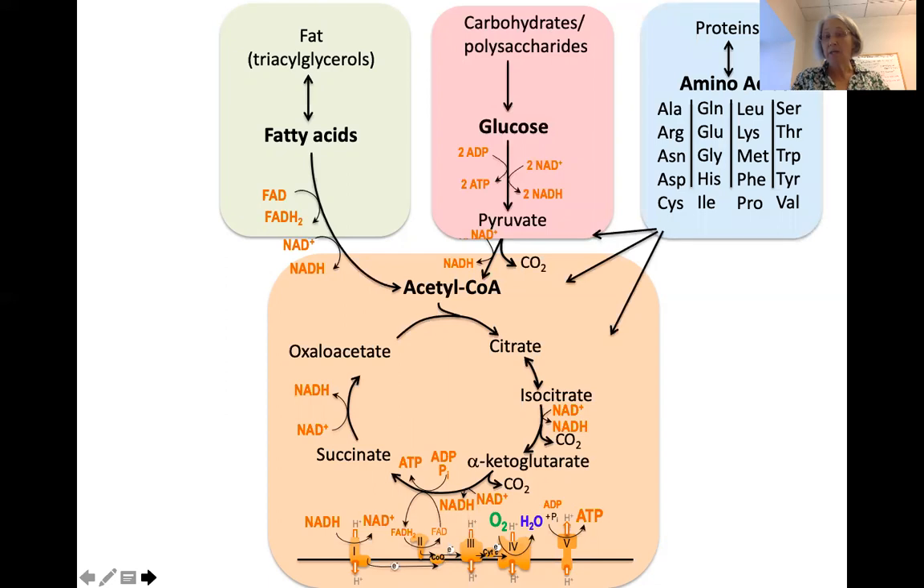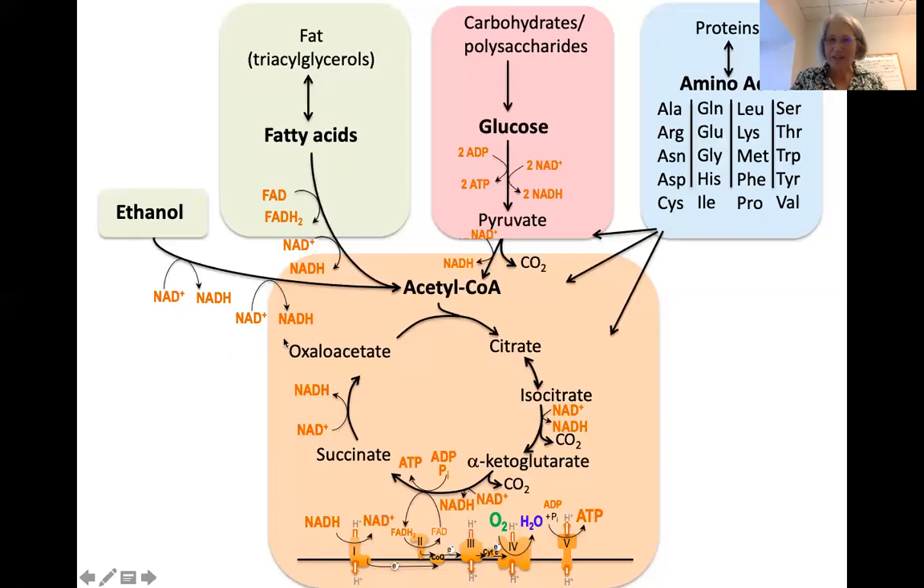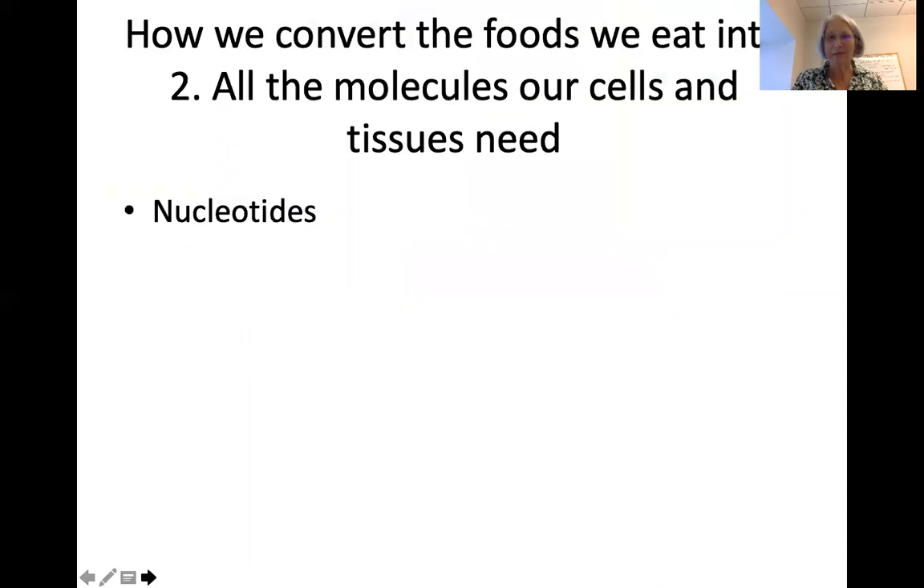Also, the amino acids from our proteins can also be oxidized in this process, and each amino acid enters the TCA cycle at a slightly different place. And finally, if we consume ethanol, 2-carbon ethanol gets oxidized, those carbons, to acetyl-CoA, producing NADH, primarily in hepatocytes. So we can make lots of NADH just by the process of oxidizing ethanol, and then the acetyl-CoA can enter the TCA cycle. Okay, so that's how we make ATP.